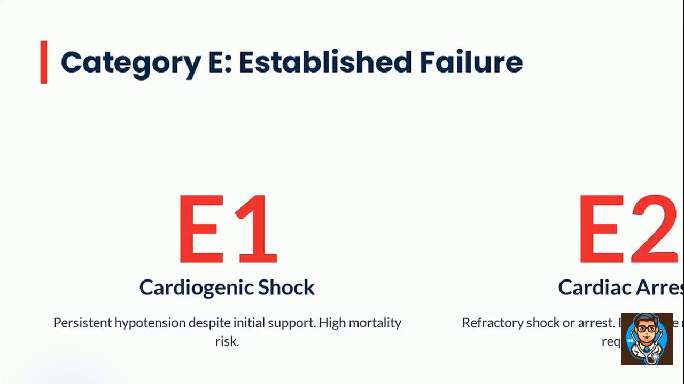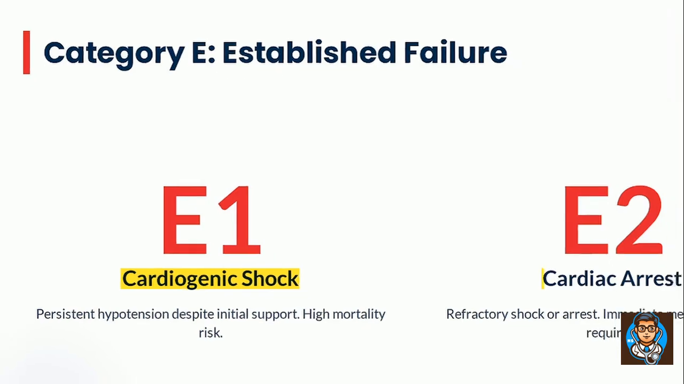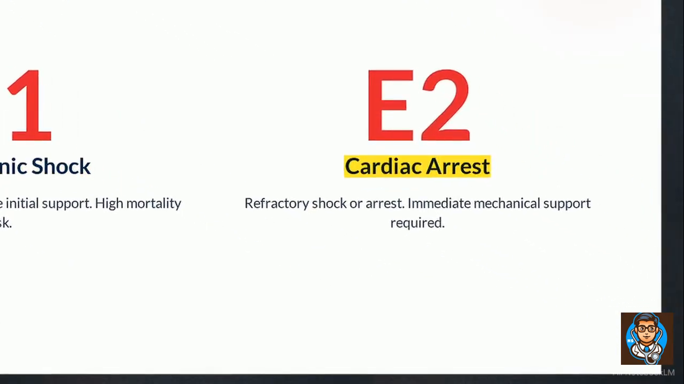This brings us to the terminal branch of the triage map, category E, established failure. E1 designates persistent cardiogenic shock despite initial support. E2 designates refractory cardiac arrest, meaning the patient requires immediate mechanical support.